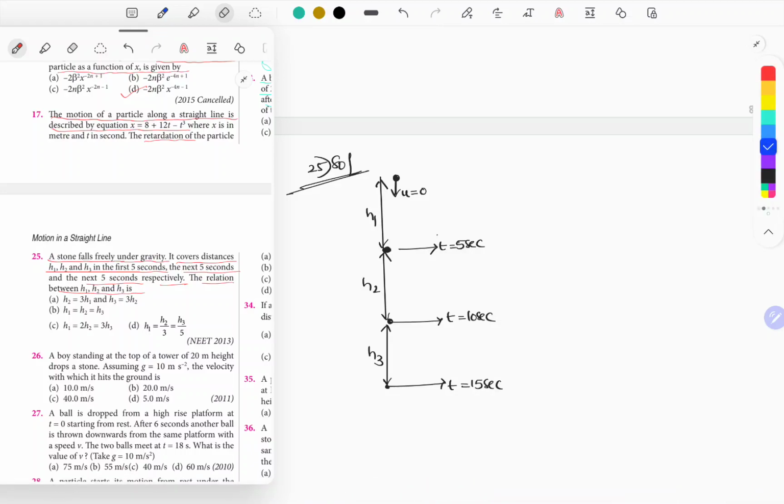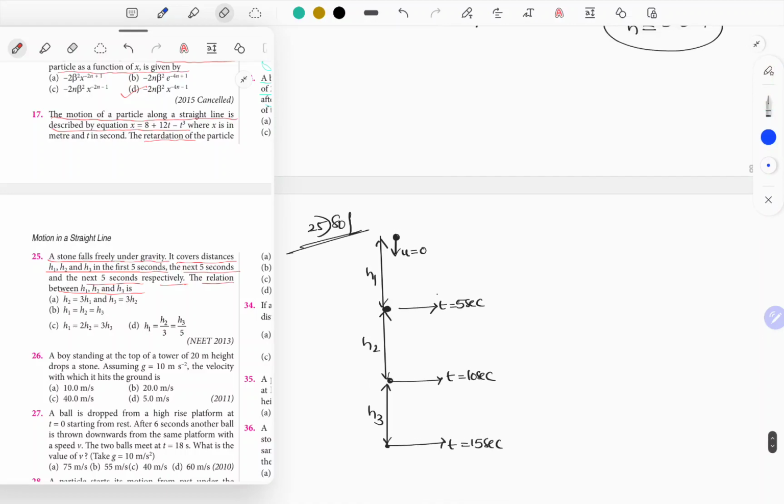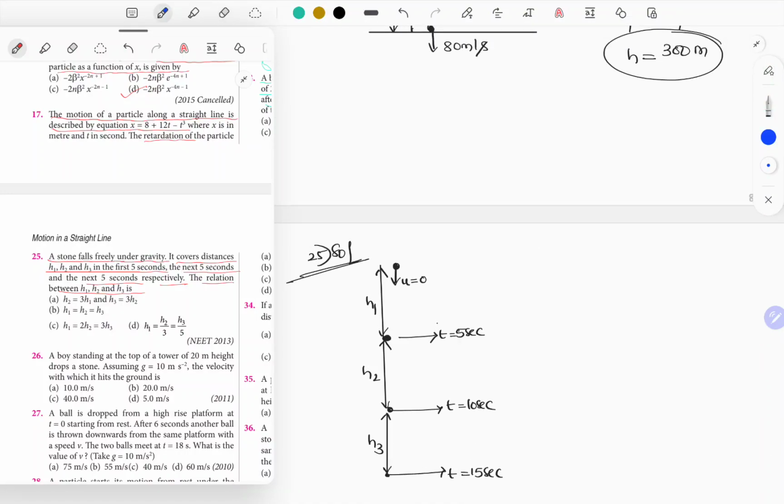Okay, super. As this object is falling only due to gravity, we can use the equations of motion to find out the distance traveled by the object in each time. So S is equal to ut plus half at square. What is the initial velocity of the object, as it is under free fall? The initial velocity is going to be 0. S is going to be minus H1, because the object is moving downward. A is going to be minus g.